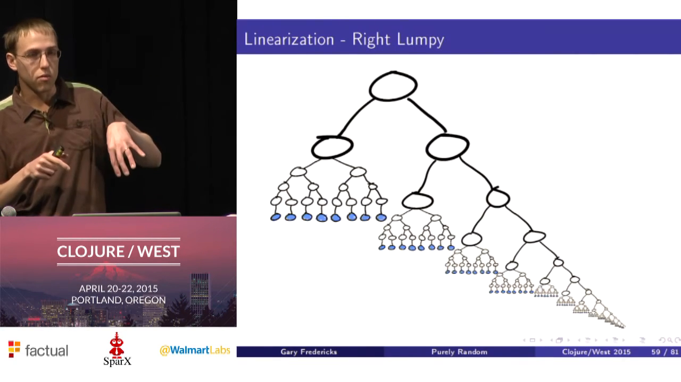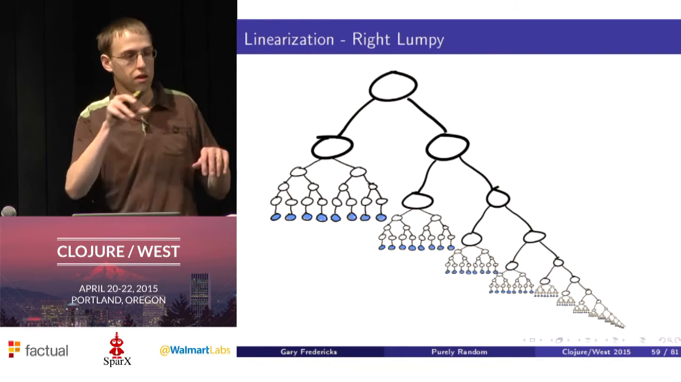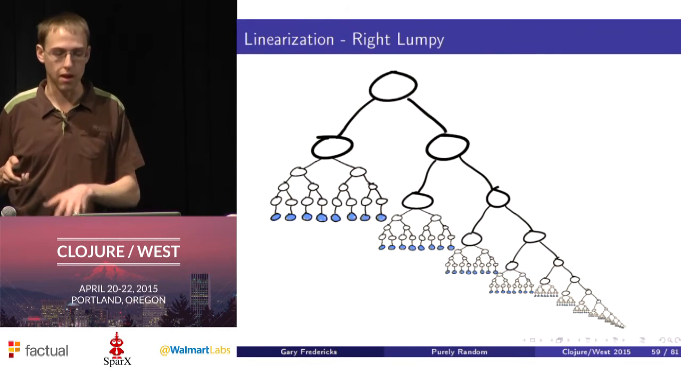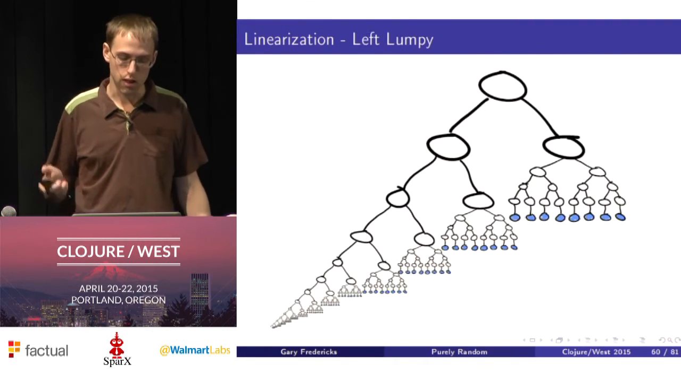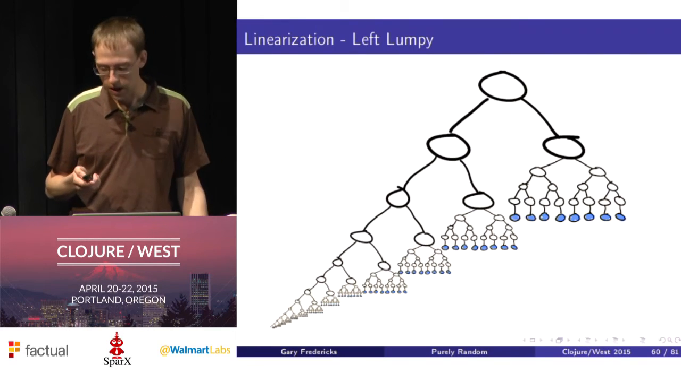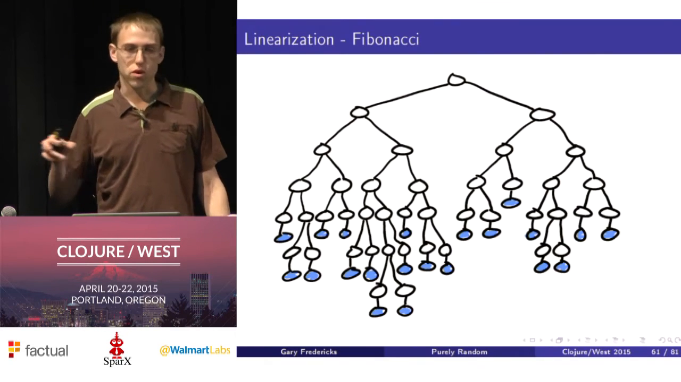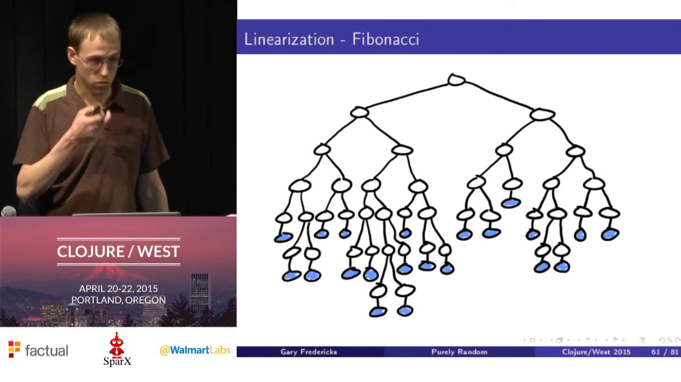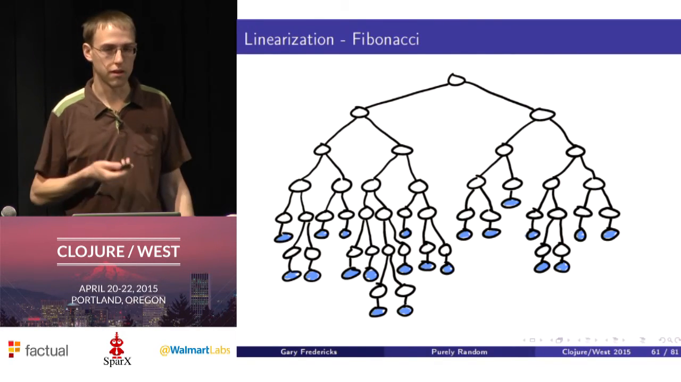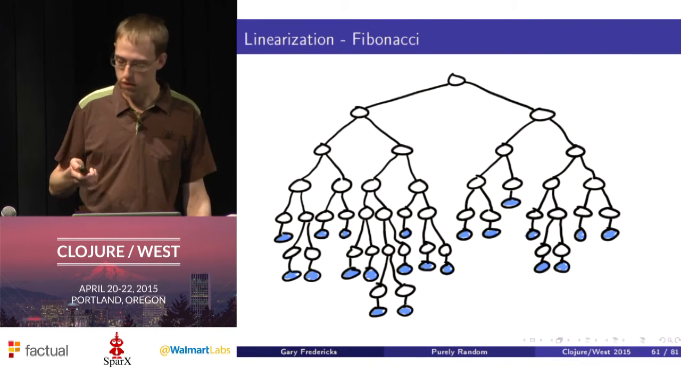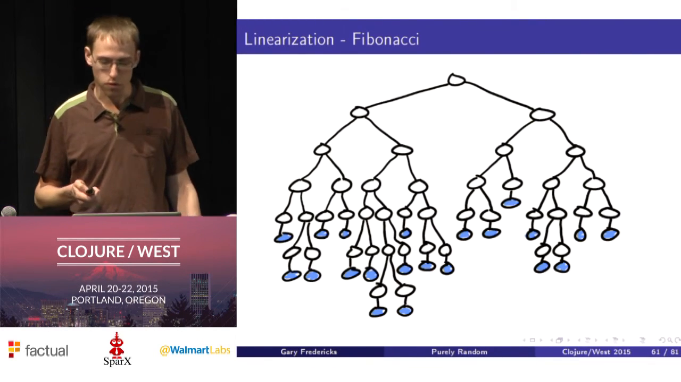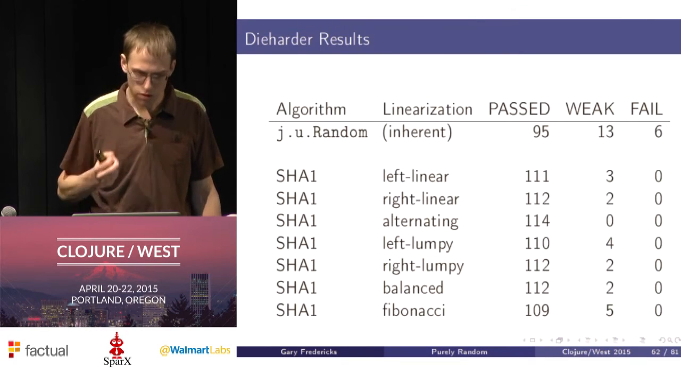You might also combine the two approaches. So have the linear structure, but take batches of numbers at each step and just concatenate them together. And then you can do that down the other side as well. And finally, we had a more irregular structured tree based on the Fibonacci numbers. So we just took these 7 linearizations and tested all of them and hoped that that was meaningful for real-life use. So here are the Dieharder results.